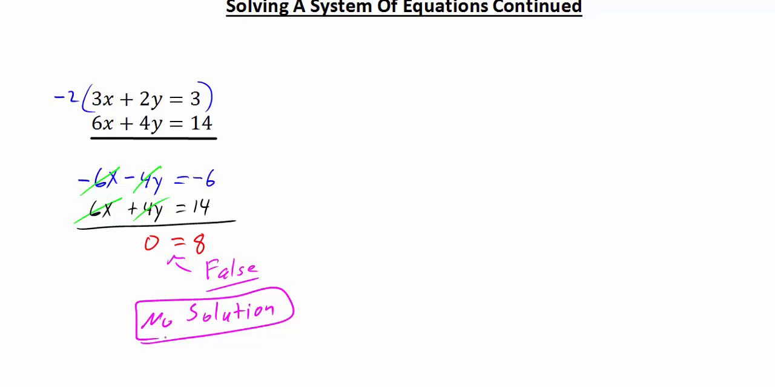Now, what that means, if we were to look at graphing these equations, that means that they would never intersect. They would be parallel. So let's take a look at the first equation. If we solve that for y, we would have 2y is equal to a negative 3x plus 3. Okay, so we move the 3x to the other side. And then we would divide by 2, so y would be equal to a negative 3/2 x plus 3/2.